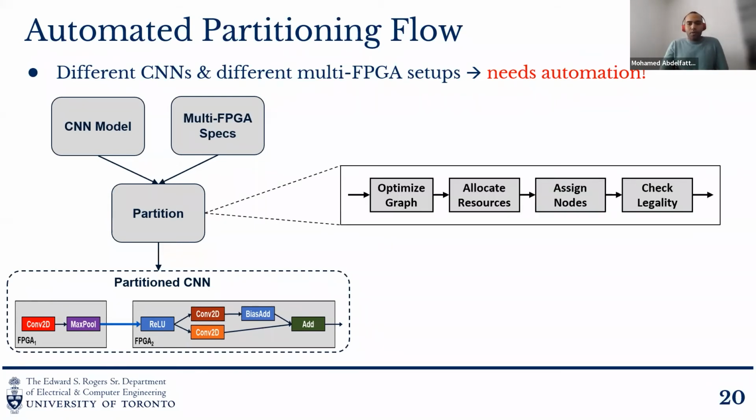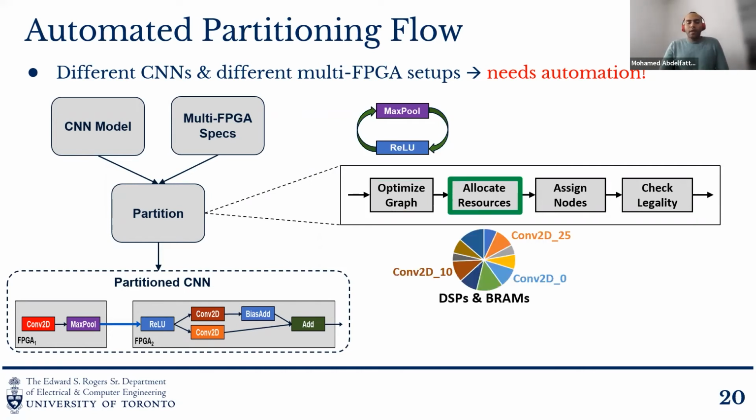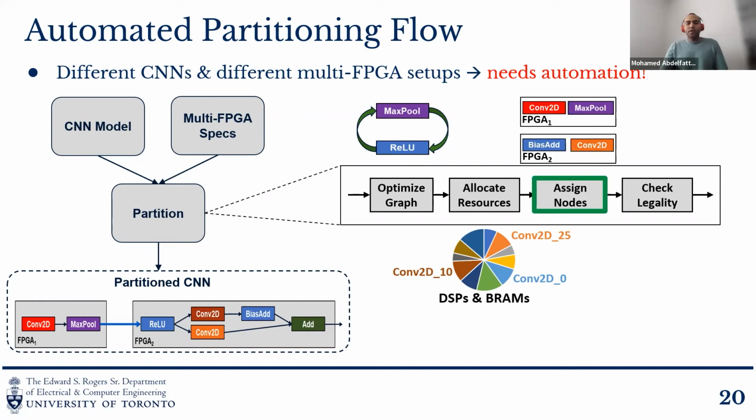Under the hood of this partitioning stage, we have multiple stages. We first optimize the graphs, similar to the normal Hpipe flow. And then we statically split all the resources of the multi-FPGA system combined. So we treat the system as a single giant FPGA, and we split its resources between the different layers. But in reality, we have multiple FPGAs. So we have this additional stage of assigning nodes, where we take some nodes and place them on a certain FPGA, and so on, until we finish assigning all the nodes to different FPGAs in the system.